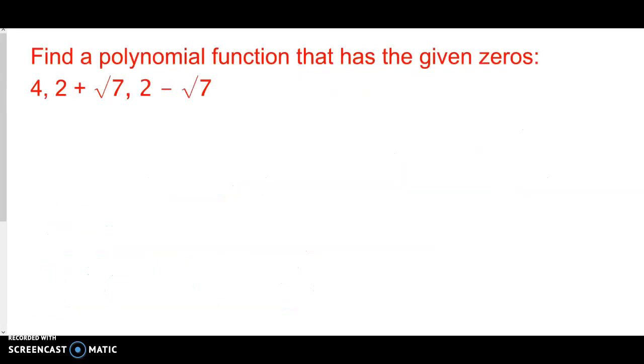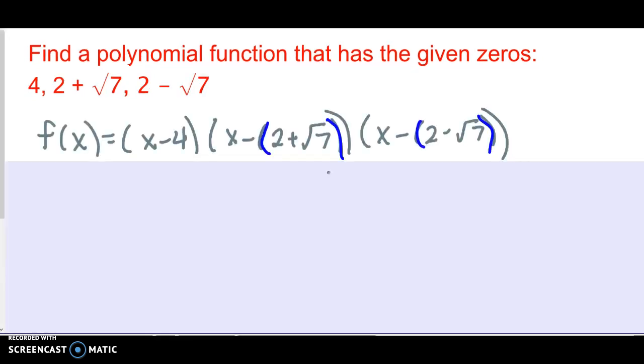Okay, this next one says find a polynomial function that has these three zeros: 4, 2 plus root 7, and 2 minus root 7. Now, this one's going to be a little bit harder, so I'm going to help you guys out with the first step, just to get us started on this one, and then I'll have you try to finish it all the way through.